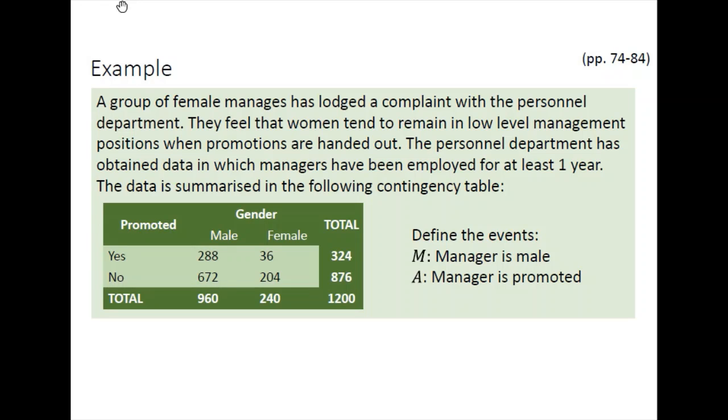Let's look at this example. A group of female managers has lodged a complaint with a personnel department. They feel that women tend to remain in low-level management positions when promotions are handed out. The personnel department has obtained data in which managers have been employed for at least 1 year. The data is summarized in the following contingency table.